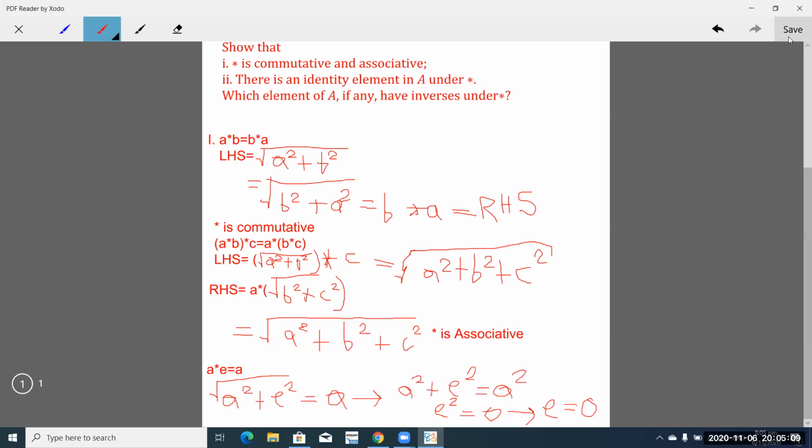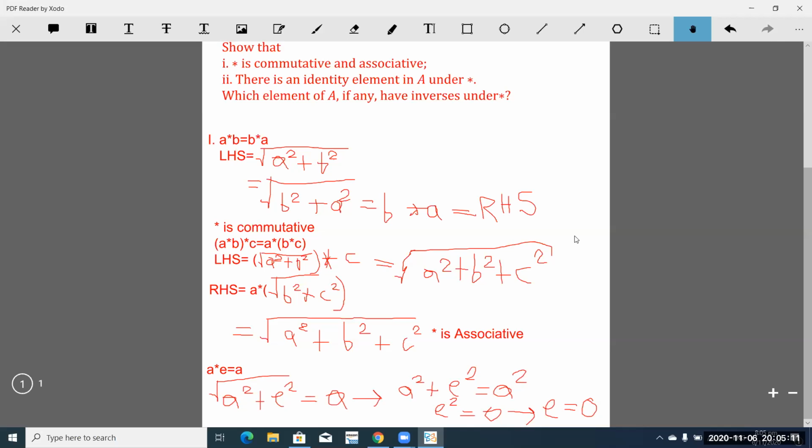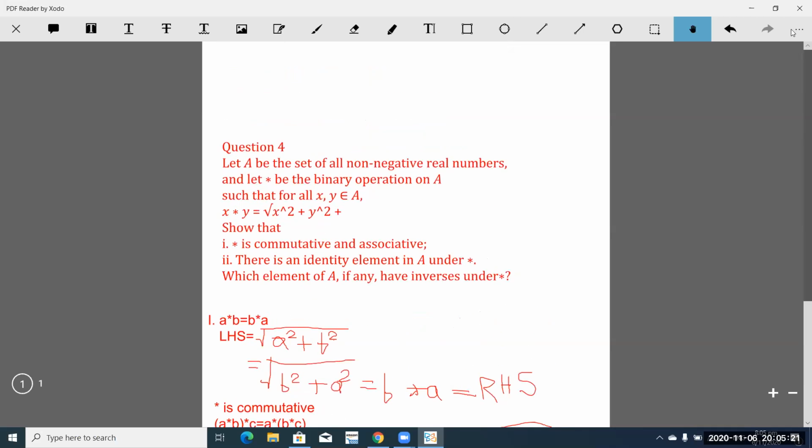Very good. So then the final part asks us to find the inverse. So remember, this right here is the identity. Now let's find the inverse. So I'm going to do the last part at the top right here. What's the equation we use? A star I is equal to E. Very good.